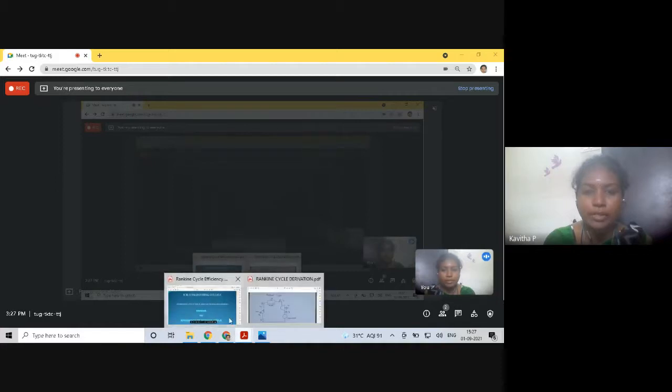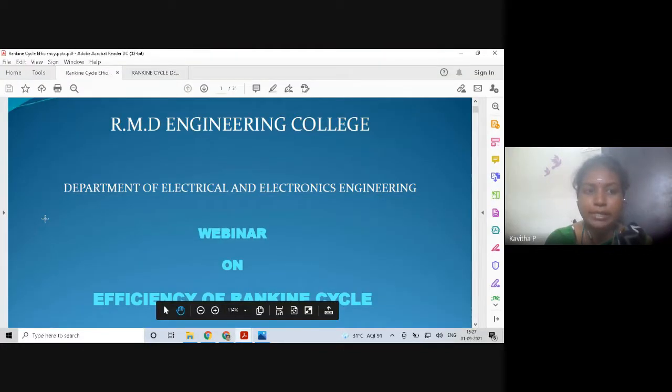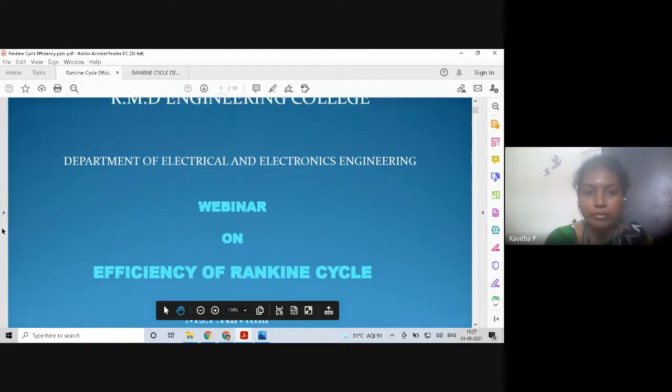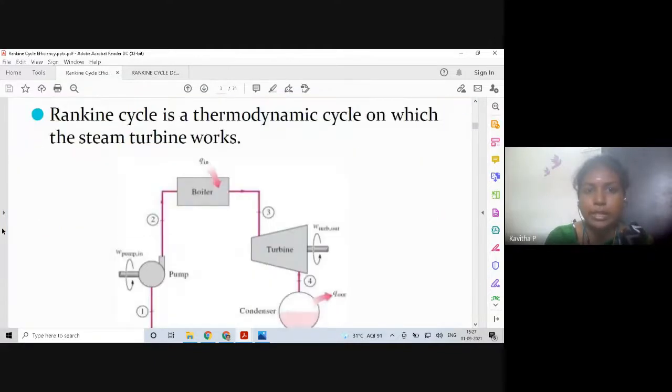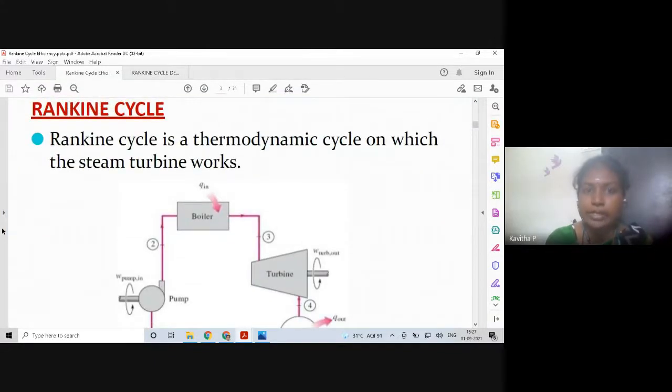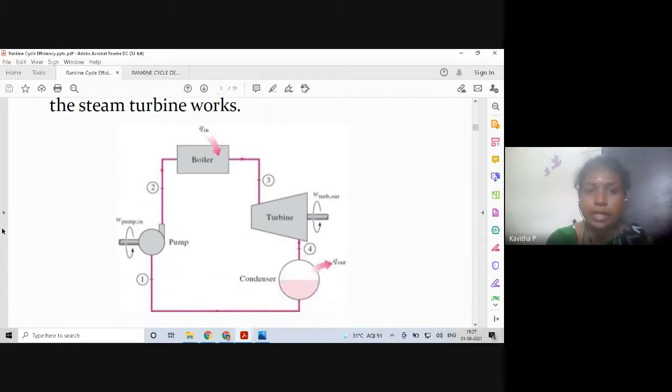And now we will first see the working principle of Rankine cycle from power plant engineering. So the Rankine cycle is a thermodynamic cycle on which the steam turbines work. First we will understand the components in a Rankine cycle. The Rankine cycle comprises of a pump, a boiler, a turbine, and a condenser.